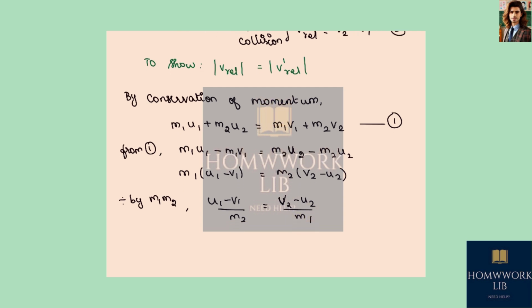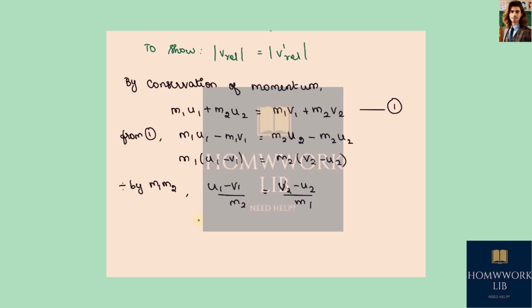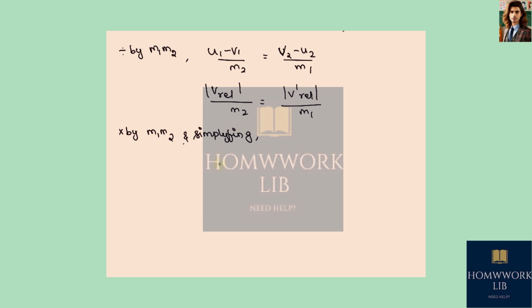So using equations 2 and 3, we can write that modulus of V relative by m2 is equal to modulus of V prime relative by m1. Since the masses are positive quantities, we can multiply both sides by m1 m2, and simplifying this we get the modulus of relative velocity before collision is equal to the modulus of relative velocity after collision. So from this we have shown that the relative velocity before collision is equal to the relative velocity after collision.